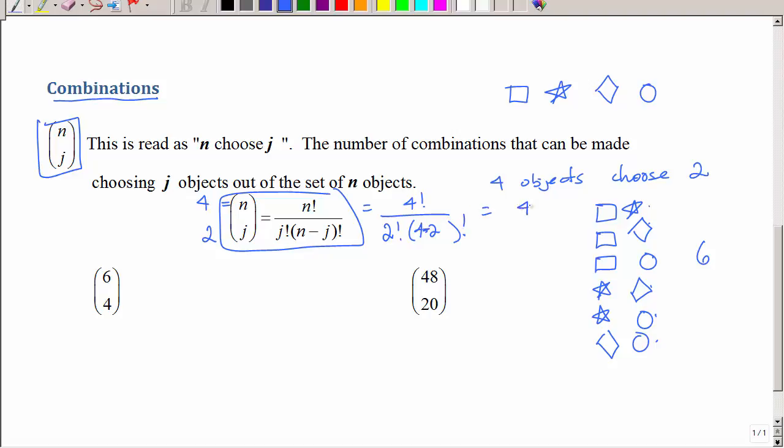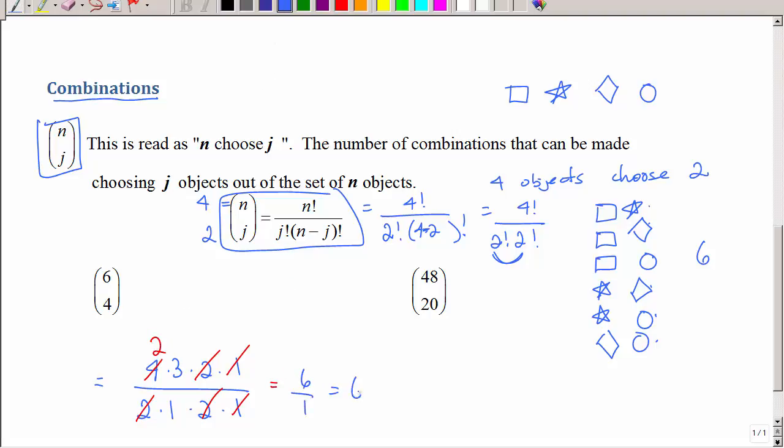Let's just do that math. That's 4 factorial, 2 factorial, 2 factorial. Can I multiply those together and say that's 4 factorial? No. If you multiply that out, I have 4 times 3 times 2 times 1 over 2 times 1 and 2 times 1. See, that's not the same. So those divide out. 2 goes into 4 2 times. So I have 2 times 3 is 6 over 1, 6. Yes, so there are 6 different ways, if I had 4 objects and I could combine any 2 of them.